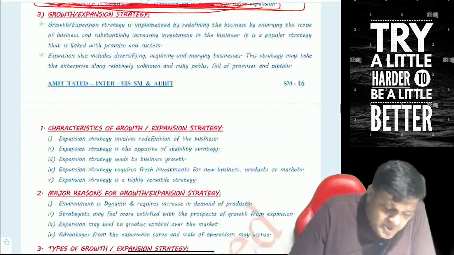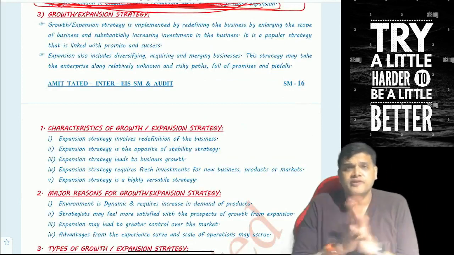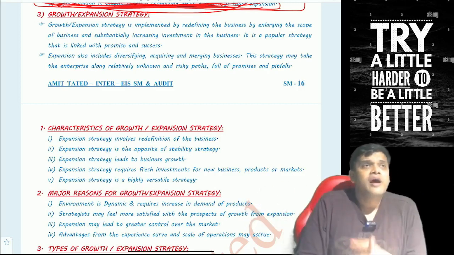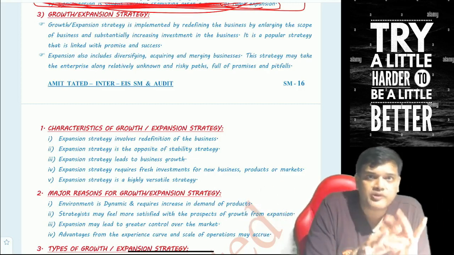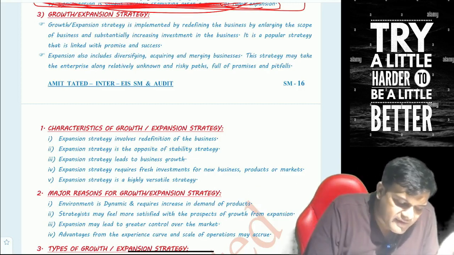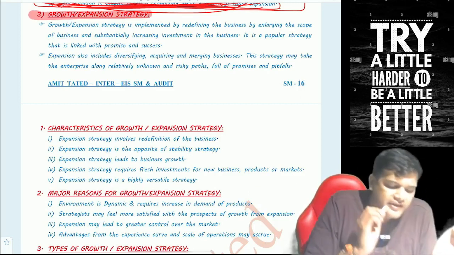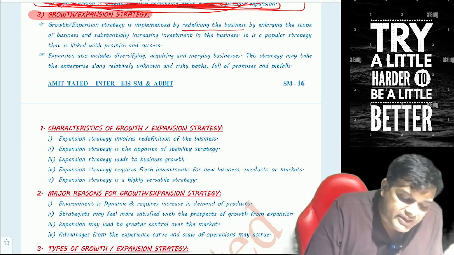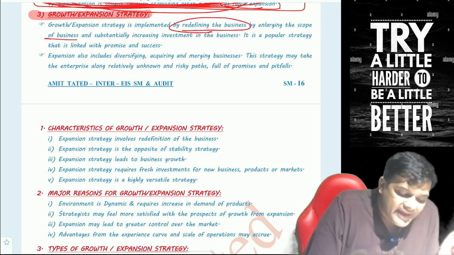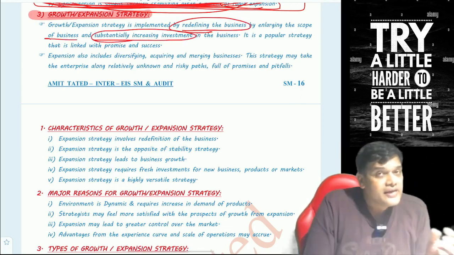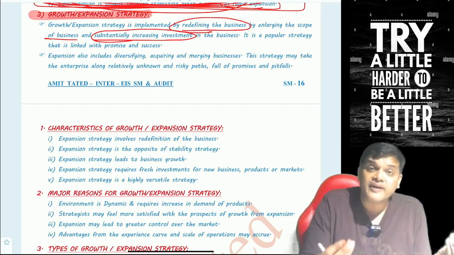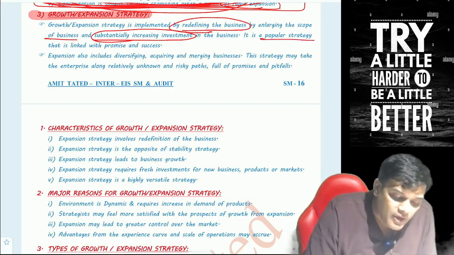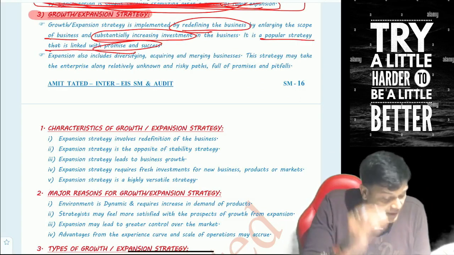Now coming on to expansion, very important. Expansion strategy, what is the meaning of expansion strategy? Expansion means any permutation combination. We'll discuss how many permutation combinations there are, but it can be any permutation combination. There is no restriction on permutation combination of expansion. So whenever discussing expansion strategy, growth or expansion strategy, first of all you need to understand that here my business is redefined. It focuses on redefining the business by enlarging the scope of business and substantially increasing the investment. Here I increase my scope, I increase my fresh investment. It is a very risky approach, but it is very attractive. It is a very popular strategy that is linked with promise and success, but it is very risky also.